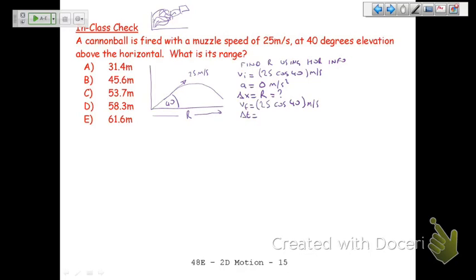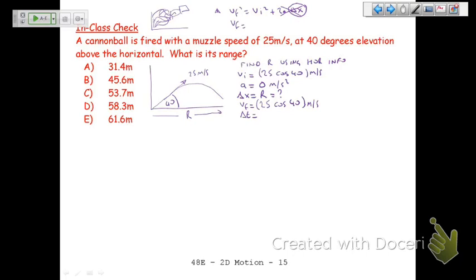And here's the rub. If you think about your equations, VF squared equals VI squared plus 2A delta X, that's not going to work, because the thing I want to find, which is delta X, is multiplied by A, which is 0. If you multiply the thing you want by 0, it goes away. So all it says is VF squared is equal to VI squared, which we knew.